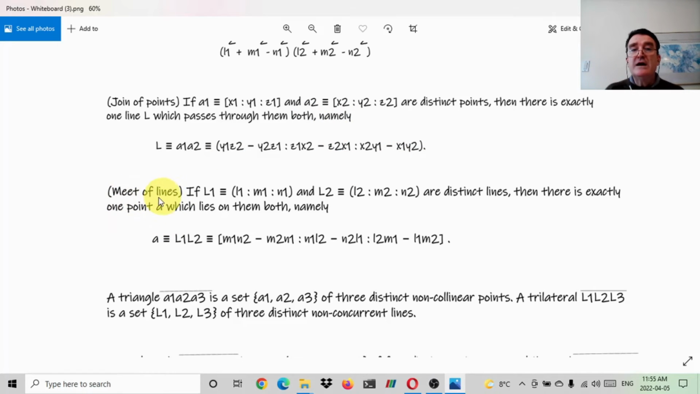Furthermore, the meet of lines. If L1 = [L1, M1, N1] and L2 = [L2, M2, N2] are distinct lines, then there is exactly one point which lies on them both, namely the point A = L1L2, the meet of L1 and L2, defined as [M1 N2 − M2 N1, N1 L2 − N2 L1, L1 M2 − L2 M1].